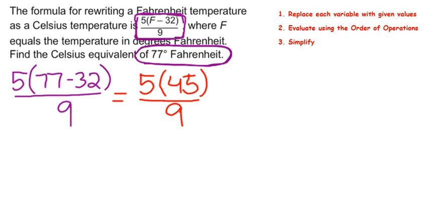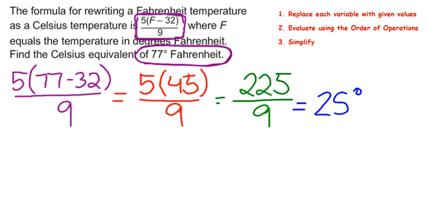Now I can evaluate my 5 times 45. That equals 225 over 9. And so now I can evaluate and divide 225 over 9, and that equals 25, and this is in degrees Celsius.